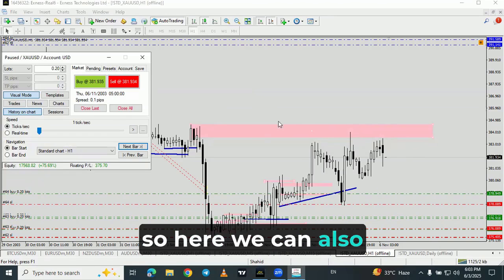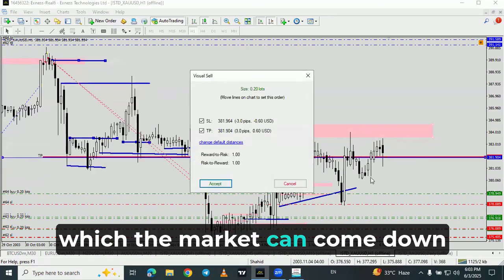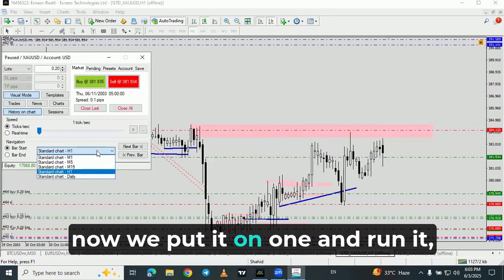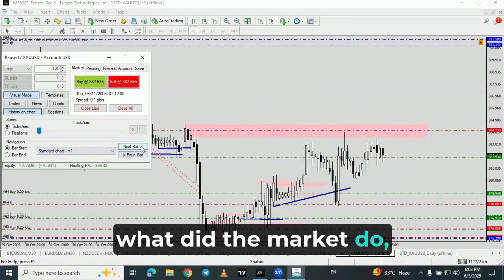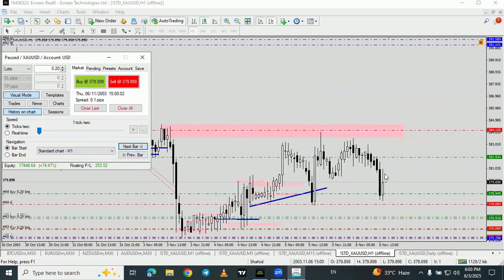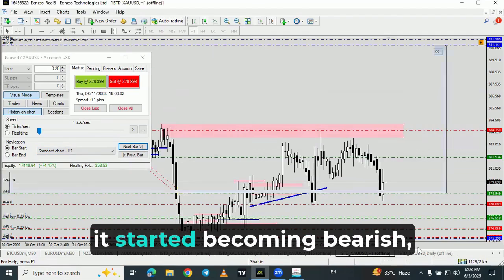So here we can also take a sell entry, which the market can come down to sweep this low that I mentioned. So let's see, now we put it on 1 and run it. What did the market do? Is the market becoming bearish or bullish? Look, the market has started becoming bearish. Here the sell trade was, it started becoming bearish.